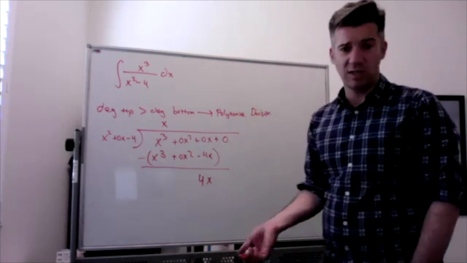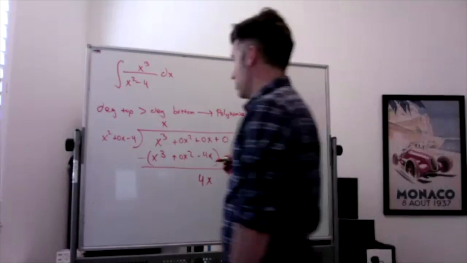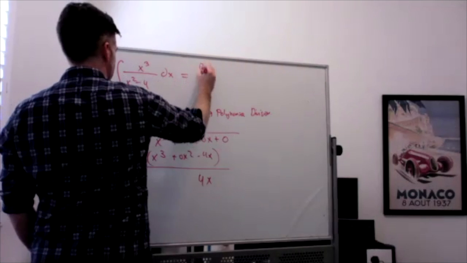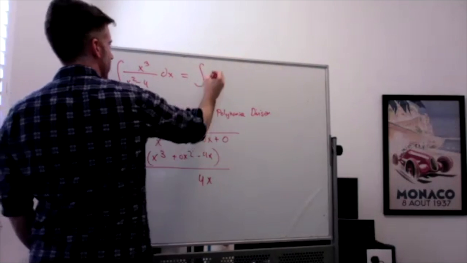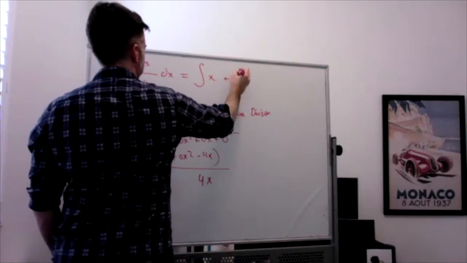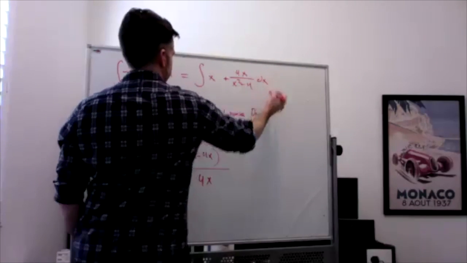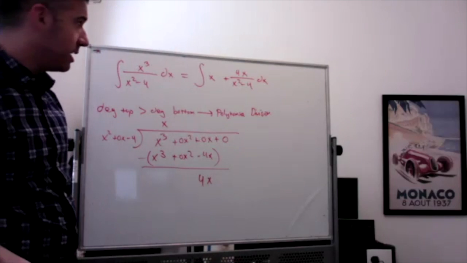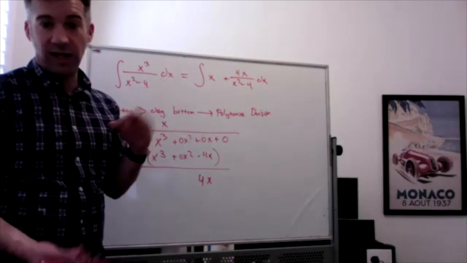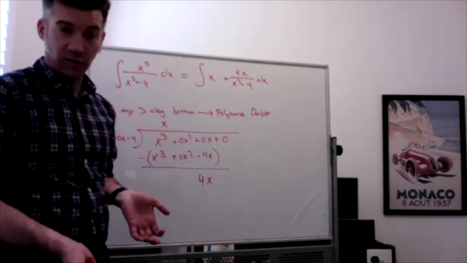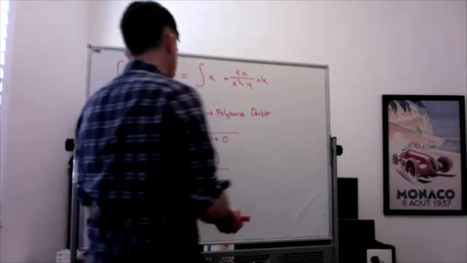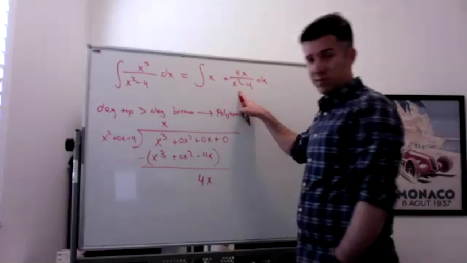So this is actually just a one step division, in that we're going to rewrite this as the integral of x plus 4x over x squared minus 4. And in this case, this is why it's good to do this as well. We actually don't have to use partial fractions here, right? We're going to have a u substitution there.